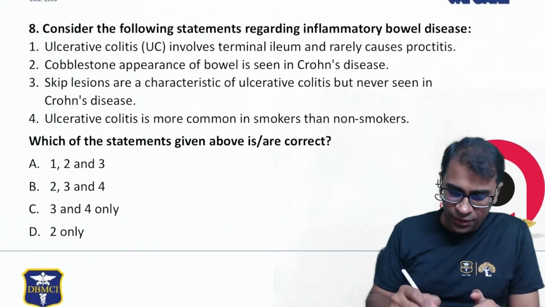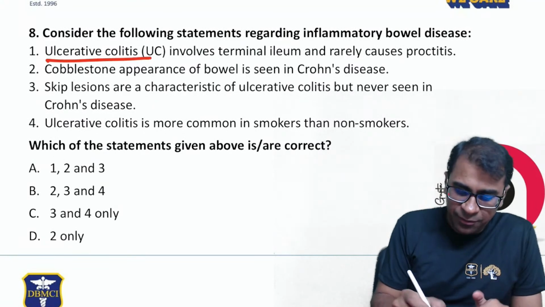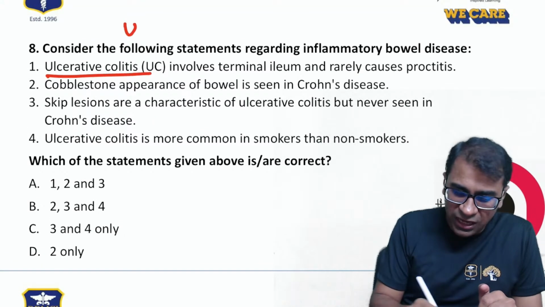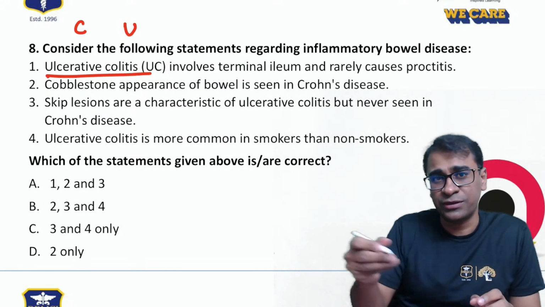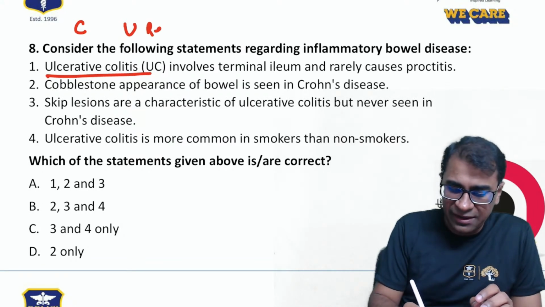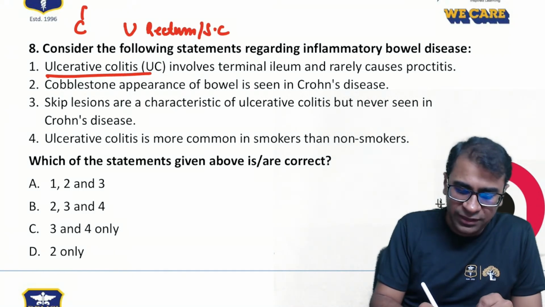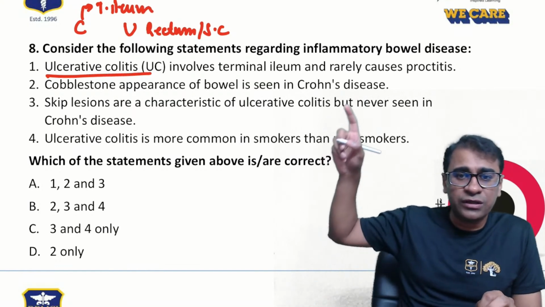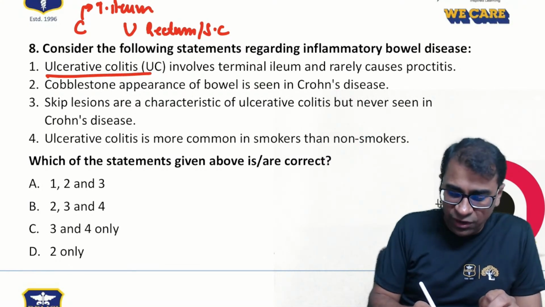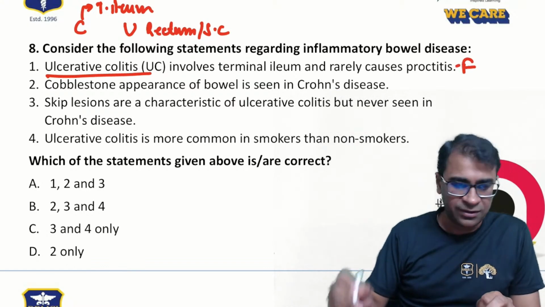देखो, ulcerative colitis, remember that U comes after C. So C is proximal and ulcerative is more distal. मतलब ulcerative is seen mainly in rectum and sigmoid colon. Okay, and the Crohn disease is seen mainly in the terminal ileum. So the first one, ulcerative colitis involves terminal ileum, that's a false statement straight away.